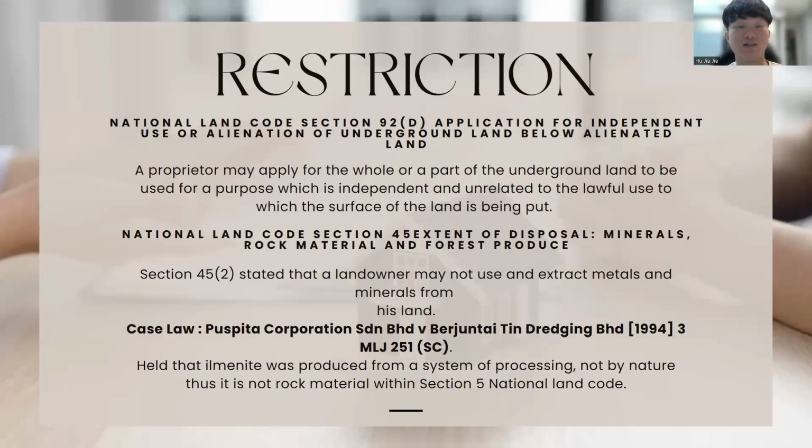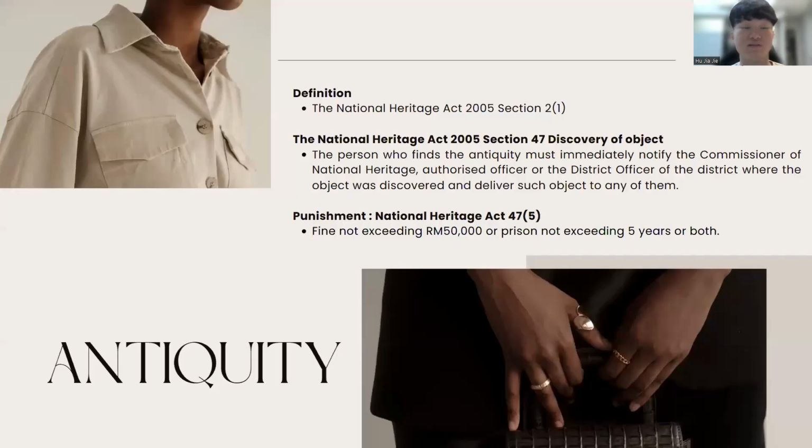Moving on to Section 92, Clause D, it states that the proprietor has the rights to the underground for personal use. Another restriction is Section 45, Clause 2, which states that the landowner may not use and extract the metal and the mineral from his land. Also, another refers to case law. The case law states that this situation is not liable due to the rocks material within Section 5 of the National Land Code.